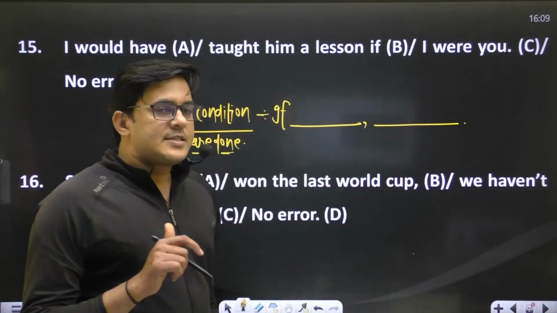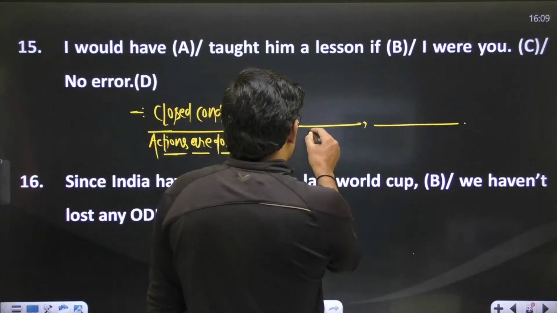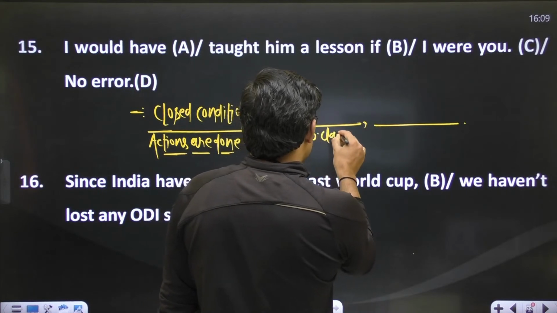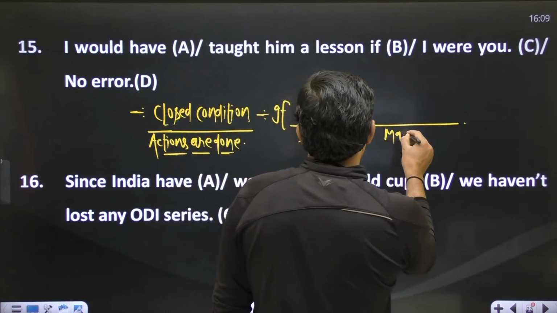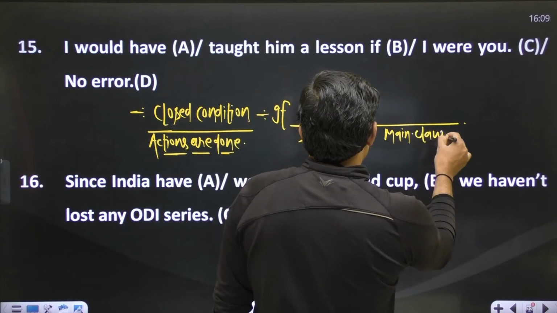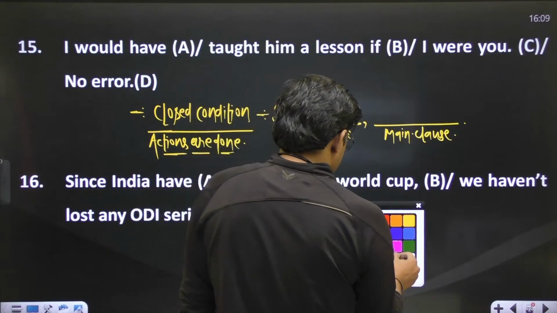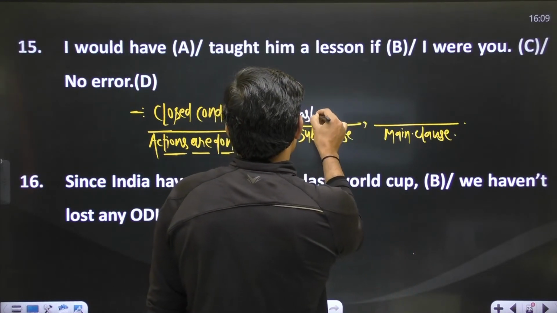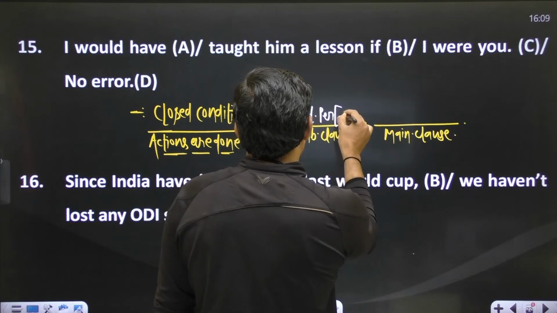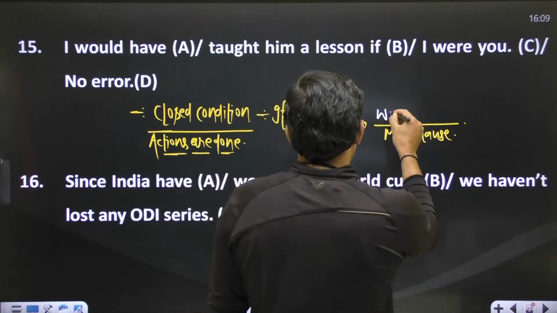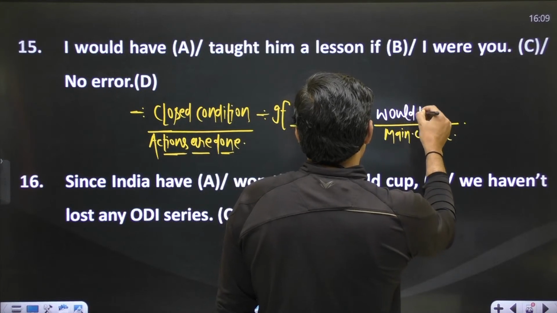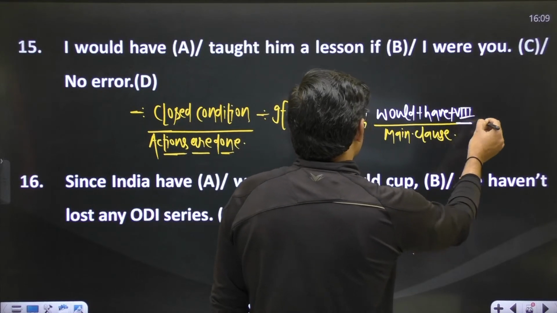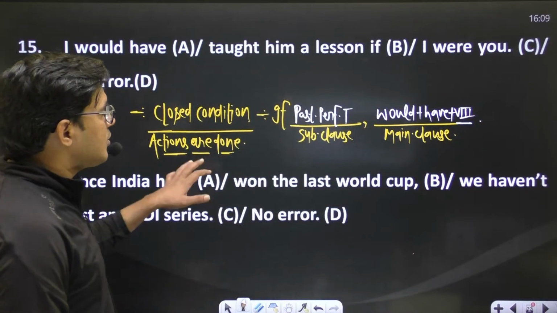As I said, after this if clause, this one is the subordinate clause and this one is the main clause. Make sure that in a closed condition, we use past perfect tense in the subordinate clause, and in the main clause, the perfect form of would. Meaning, would have plus V3 is used. This is all about closed condition.